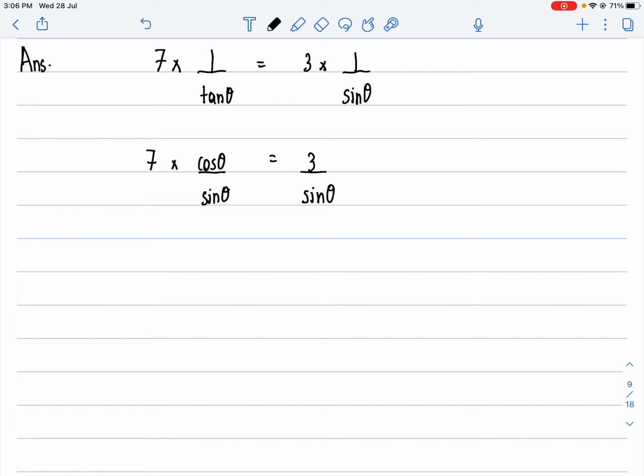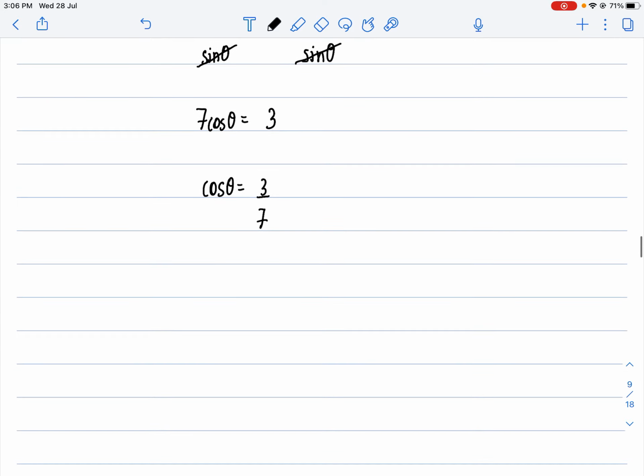Now as you can see, I can cancel sine theta on both sides, correct? So I simply get 7 cos theta equals 3. So I get my cos theta as 3 over 7, correct? Now I need the cos to be positive, correct? So you remember ASTC. So I have ASTC here.